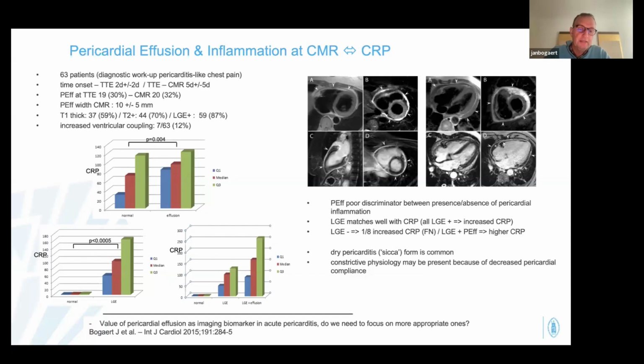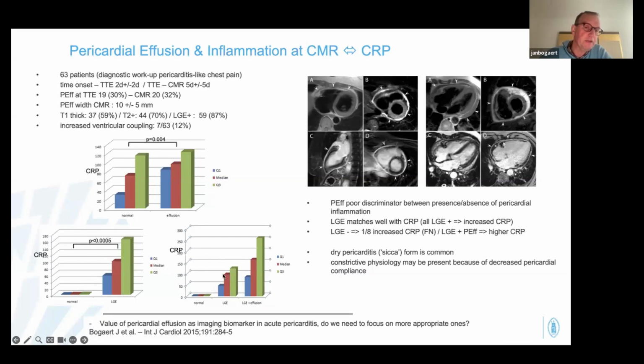Why? Because it's written in the guidelines that new or worsening pericardial effusion is a criterion to make the diagnosis of pericarditis. And what our study showed is that pericardial effusion is rather a poor discriminator to differentiate between the presence and absence of pericardial inflammation. However, pericardial enhancement is a much better discriminator than effusion.